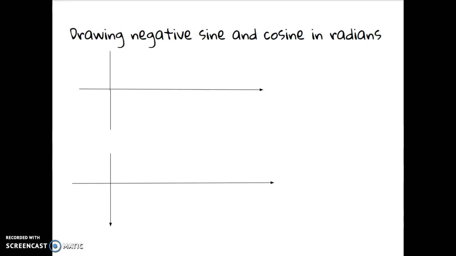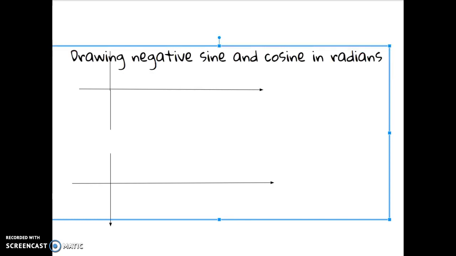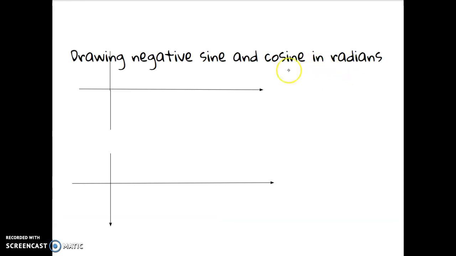True. All right, so let's review positive cosine. If you remember positive cosine, its pattern starts up at positive 1. And again, you can think of positive cosine as having an understood coefficient of positive 1 in front of it. Its pattern starts up at positive 1, and then goes down to 0, then down to negative 1, then back to 0, and then up to positive 1.